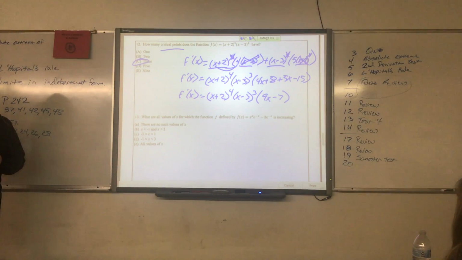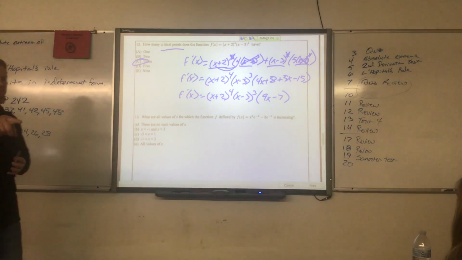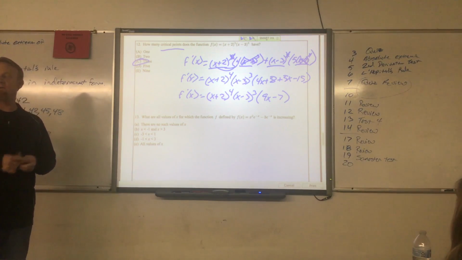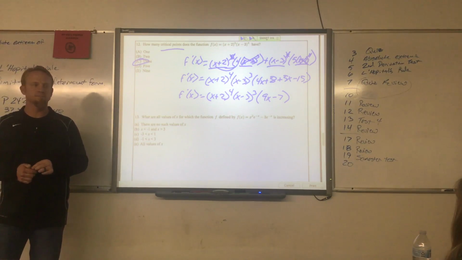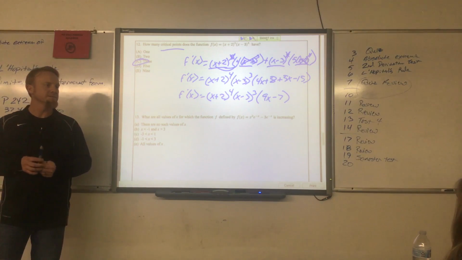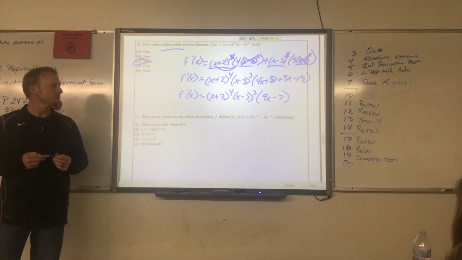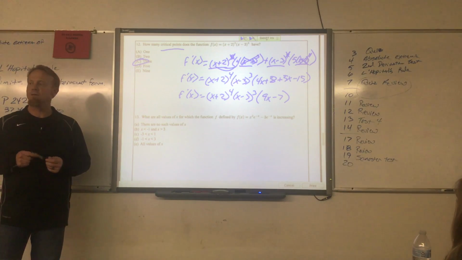I'm going to put it on the sign line. I said you could put it on the sign line and do that. That's one way to do it. But you should be able to tell without doing a sign line. Would it be 2? Why? You couldn't do x minus 3 cubed, could you? Yep, you can do that. Okay, never mind.